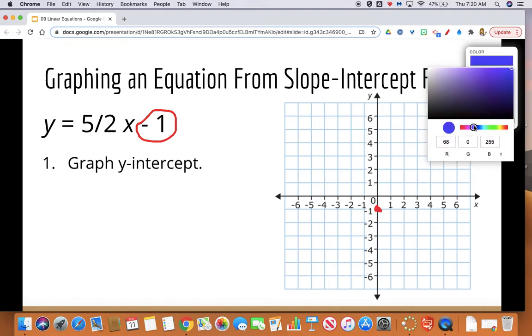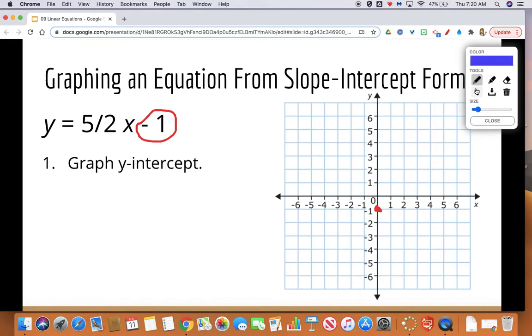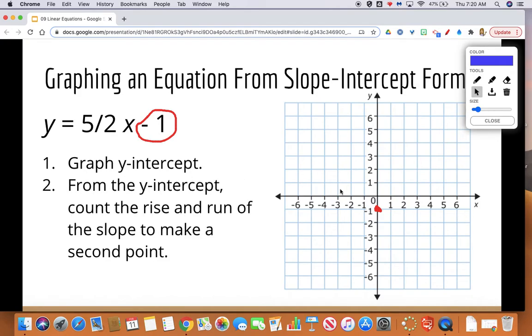Now we're going to graph using our slope for our second point. So we're going to identify slope 5/2, and it's a positive slope. So our rise is 5, so we're going to go up 5: 1, 2, 3, 4, 5. Notice I went up 5 from my red dot. And then the run is over 2. 1, 2.